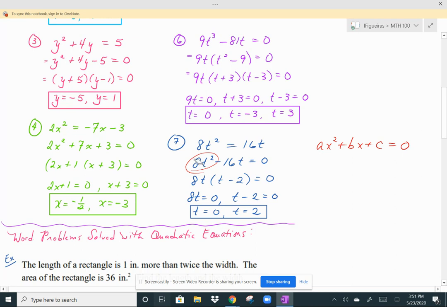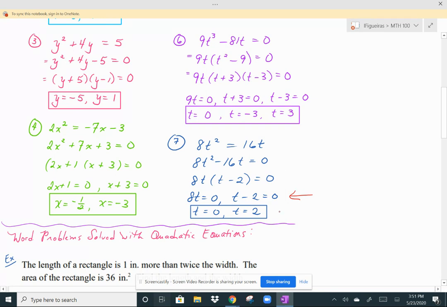Okay, so now I have to factor this. So this factors, again, there's a GCF of 8t, factor that out, leaving me with 8t times t minus 2. Then set each factor equal to 0. 8t equals 0 and t minus 2 equals 0.